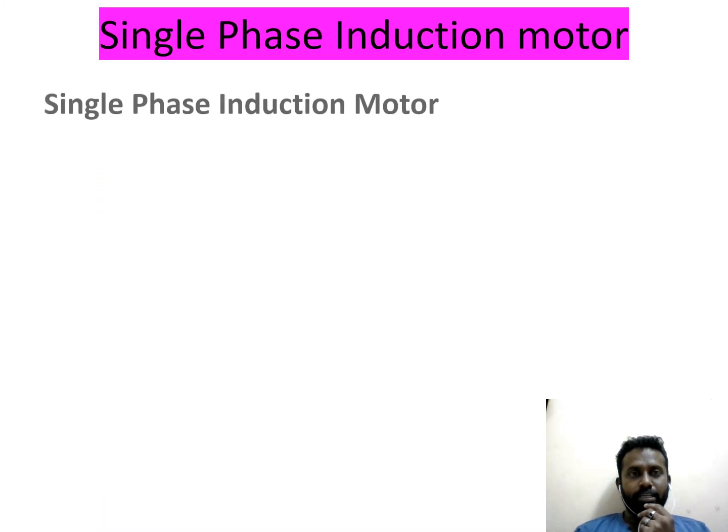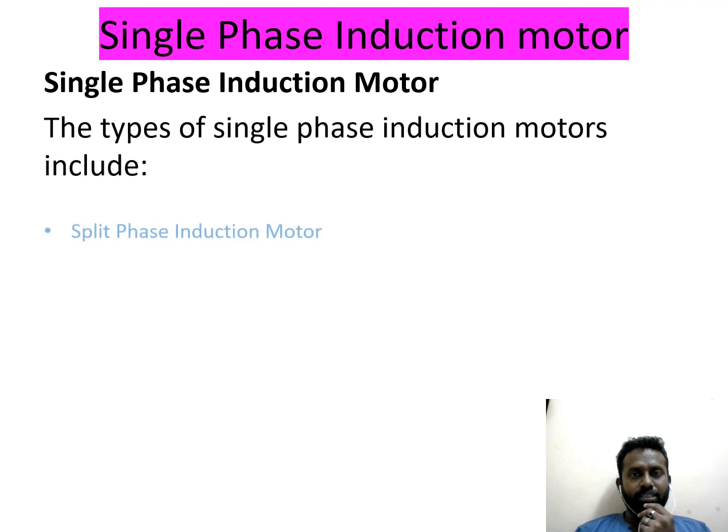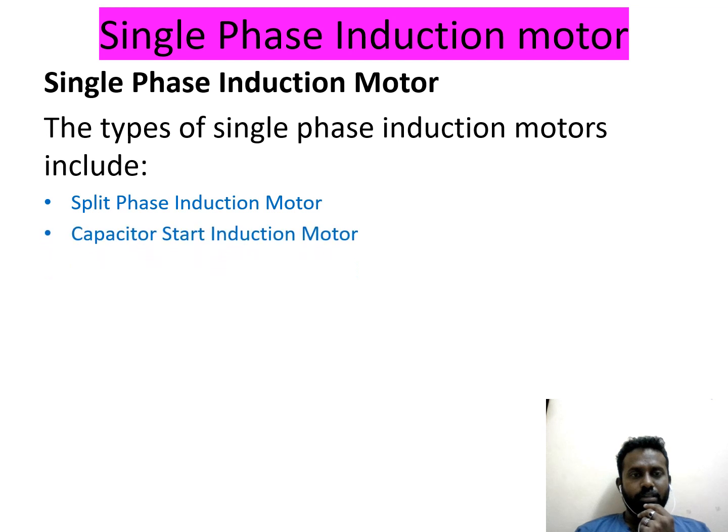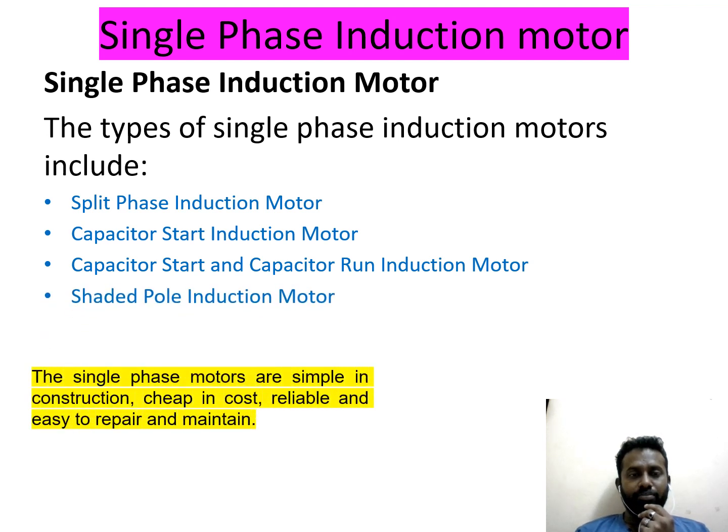Now single phase induction motor. As today's topic is single phase induction motor, we are much more interested in learning about single phase. We'll be confined to single phase. We'll discuss the three phase induction motor in the next sessions. The types of single phase induction motors, as we have seen: split phase induction motor, capacitor start induction motor, capacitor start capacitor run induction motor, and shaded pole induction motor. You have to remember this.